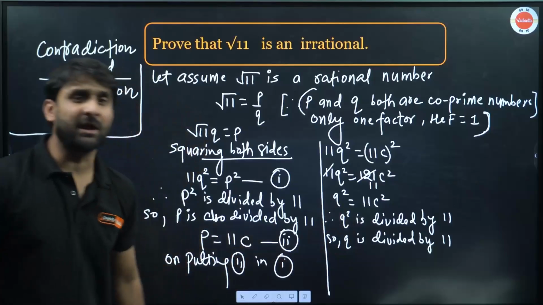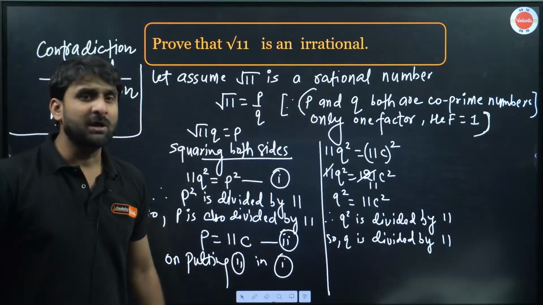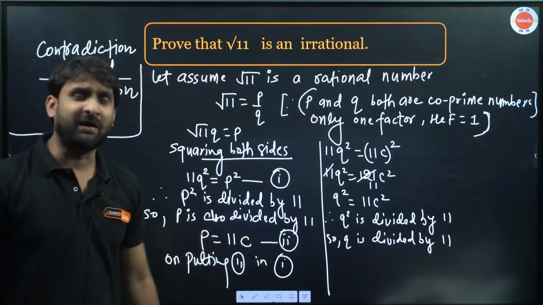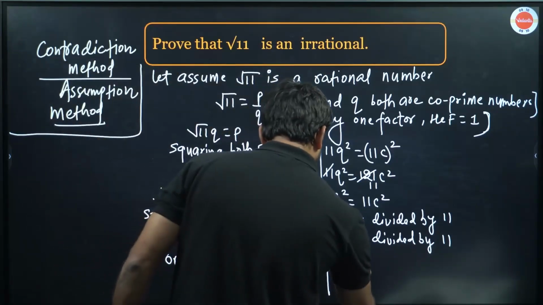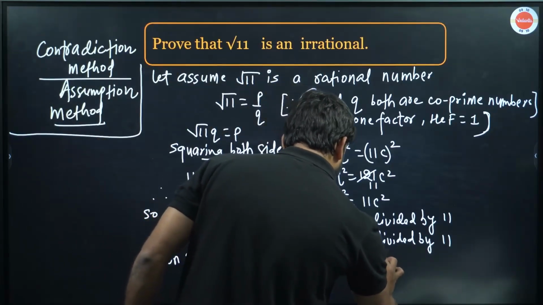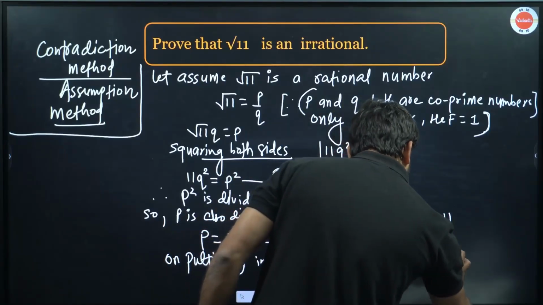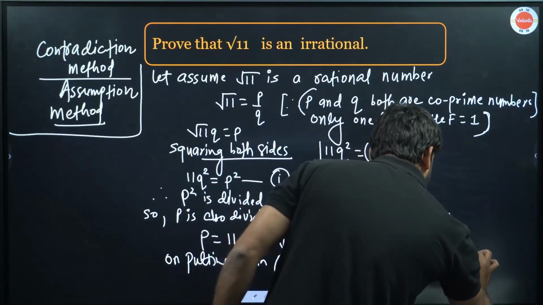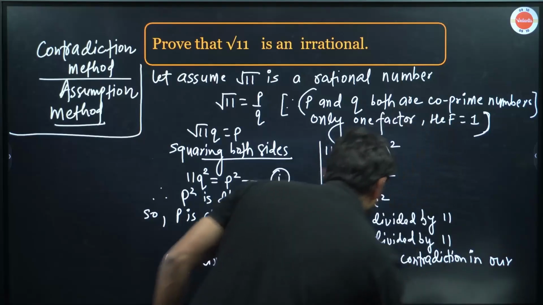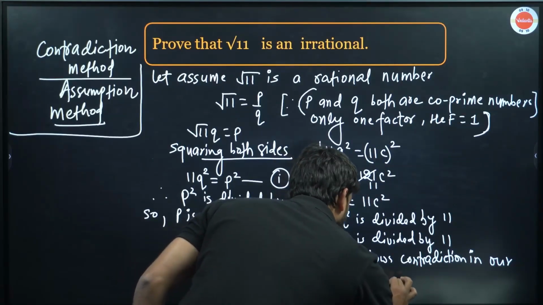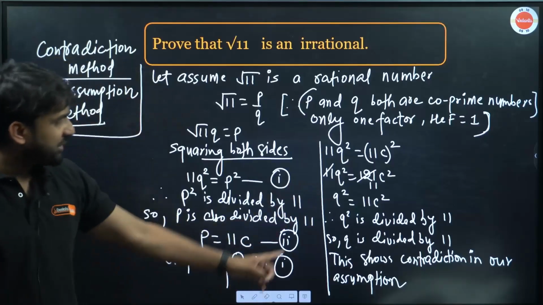How is this coming here? If p and q both are co-prime numbers, how is it possible? There will be one more factor. So this is the contradiction. This shows contradiction in our assumption.